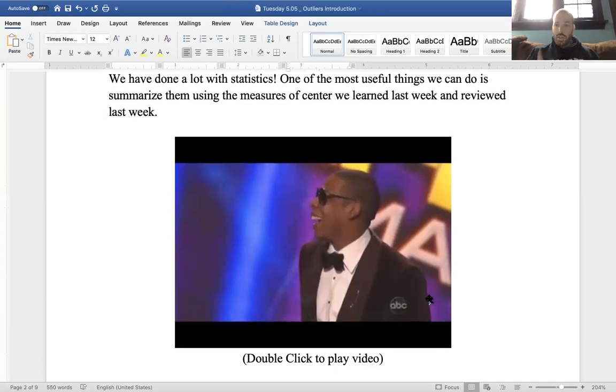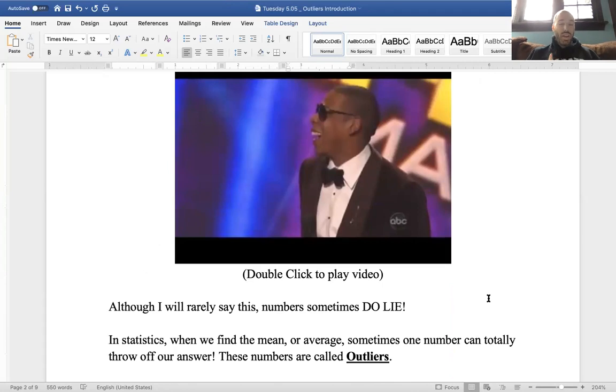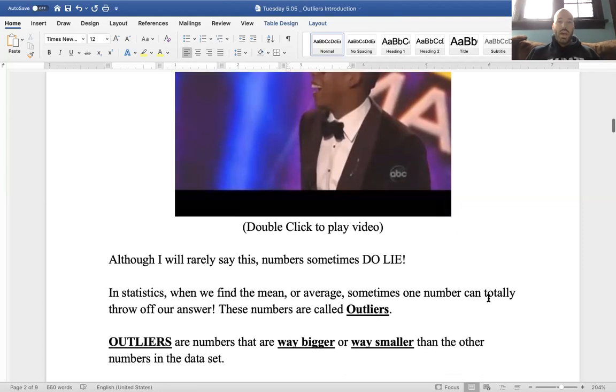And when you talk about someone's average, that's what they're talking about. Now, JG makes a good point in this video, so double click it and watch it. Although I will rarely say this, numbers sometimes do lie. They can be deceiving. They can trick us and they can make us think something's true, which is not necessarily true. And one of the reasons is because of our lesson today. In statistics, when we find the mean or average, sometimes one number can totally throw off your answer. These numbers are called outliers.